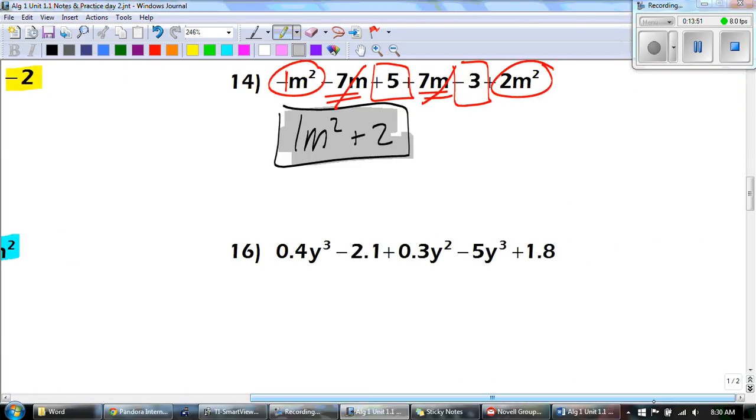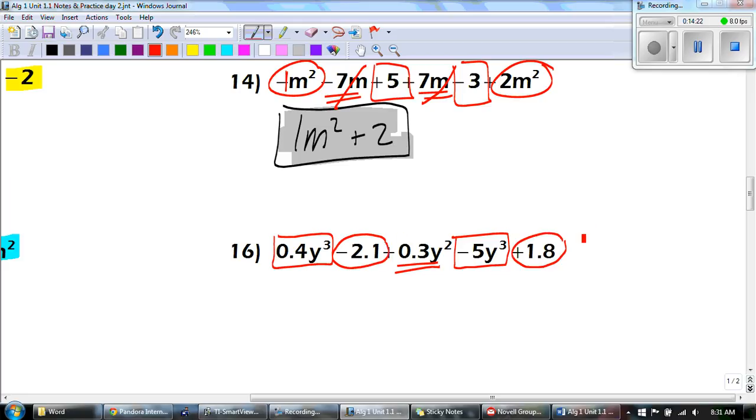All right, number 16. Don't get scared because there are decimals here, okay? Let's go through and find our like terms, okay? I have the 0.4w cubed and the negative 5w cubed, okay? No like terms with the 0.3y squared, and the negative 2.1 plus 1.8, okay? Those are our like terms.